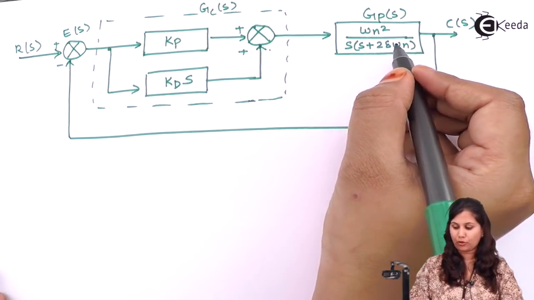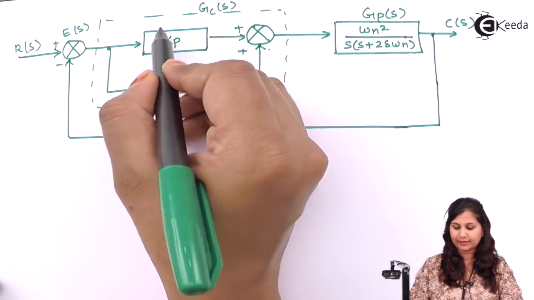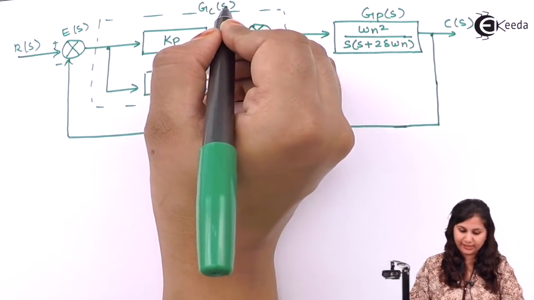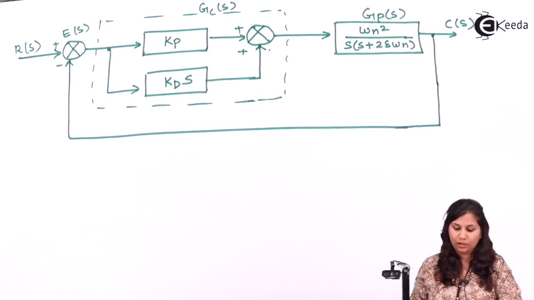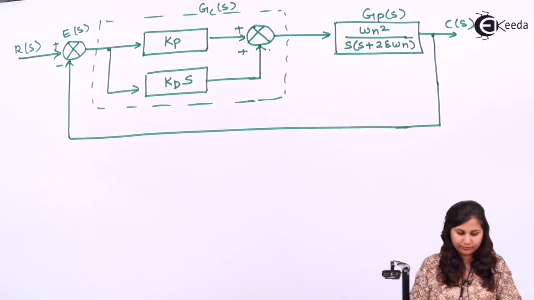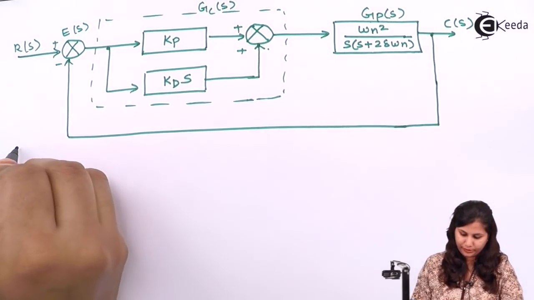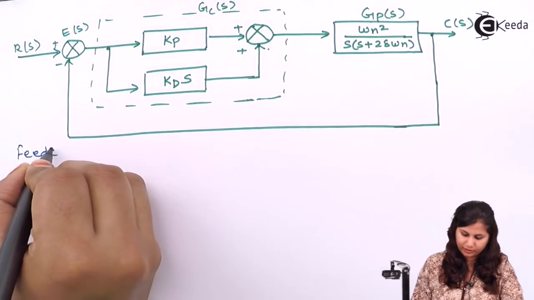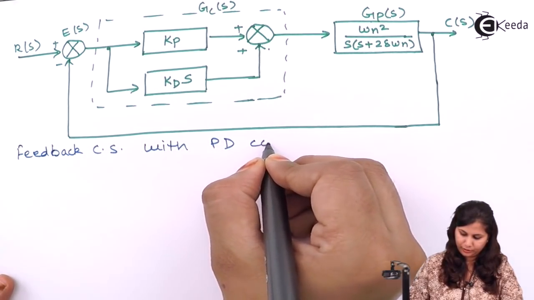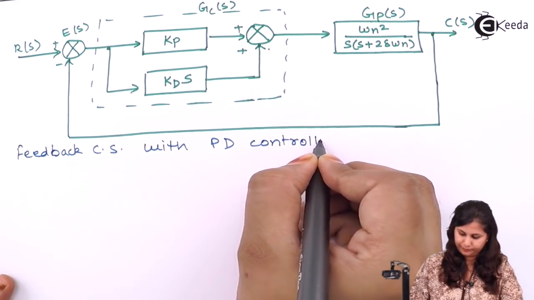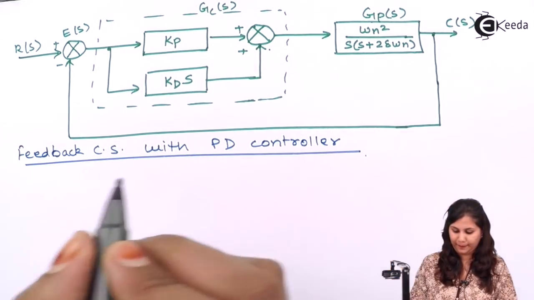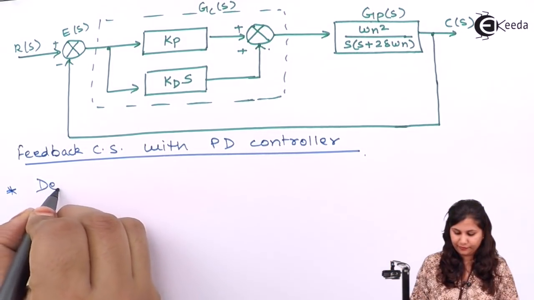This is the transfer function or the gain of the plant, and this is the controller gain. Okay, so it is Gc(s) and this is C(s). So now let us derive the overall transfer function of this system. This is what a feedback control system with PD controller, that is proportional and derivative controller.